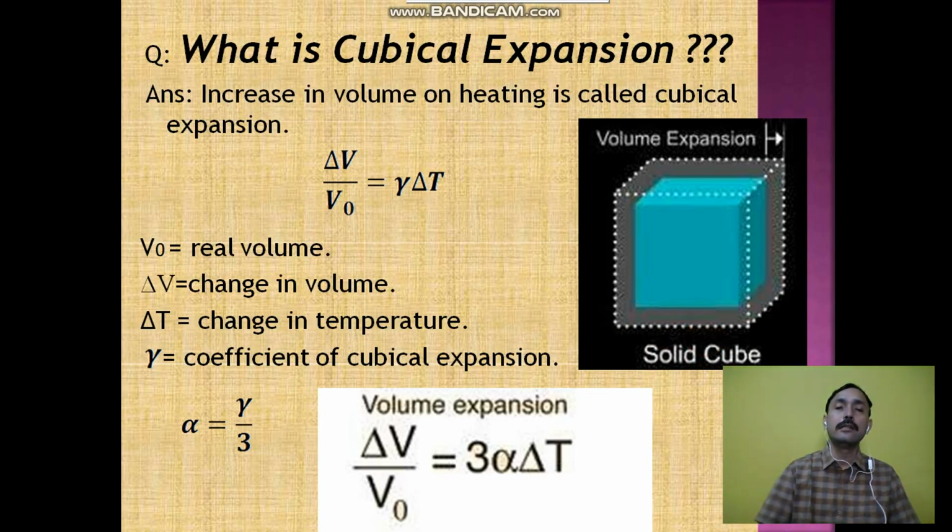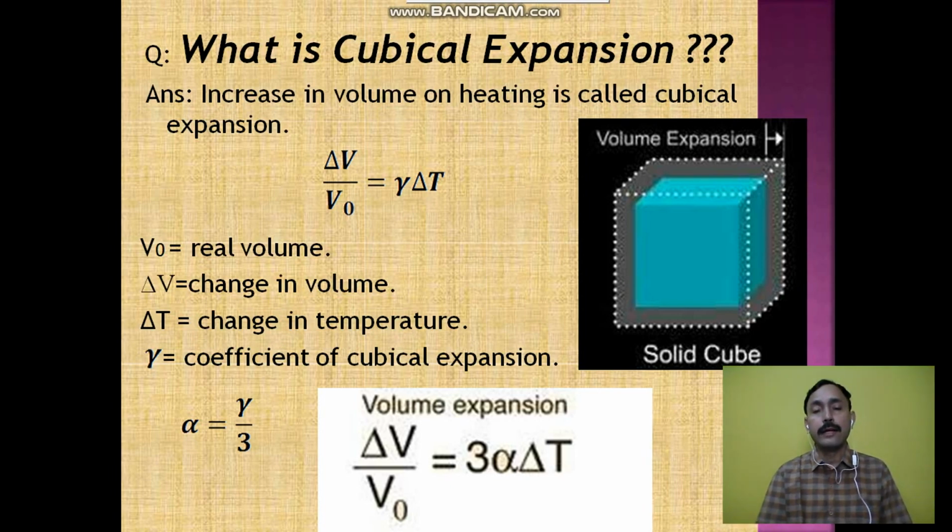If we consider initially the volume is V naught, and at that time the temperature is T. If the temperature increases to T plus delta T, the volume becomes V. So the change in volume, V minus V naught, we represent as delta V, and the change in temperature is delta T. So delta V by V naught is equal to gamma delta T. V naught is the original volume, delta V is the change in volume, delta T is the change in temperature. Gamma here is the coefficient of cubical expansion.